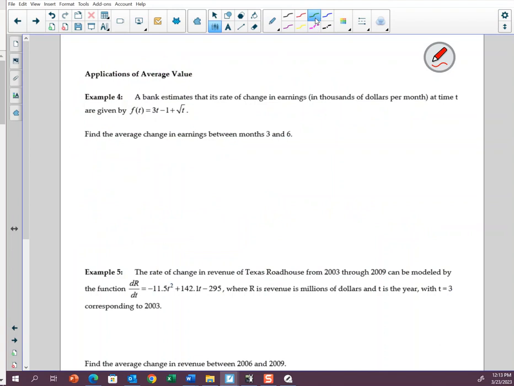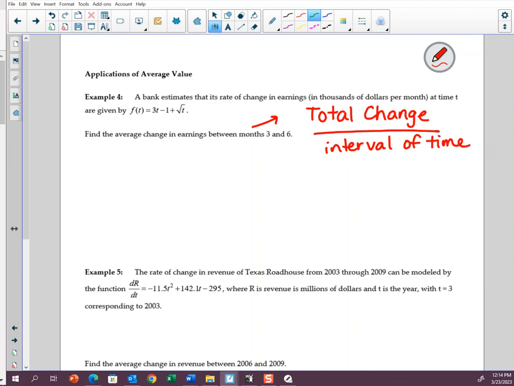All right, if we move to an application question, like I said, I think an application question is a little easier to understand, especially when we combine it with what we just talked about last class. If we're going to find average change, essentially we're going to calculate a total change divided by the interval of time that the change occurred over. So in this case, I want the average change between months 3 and 6.